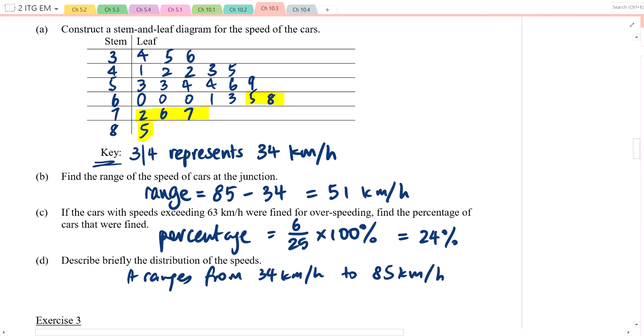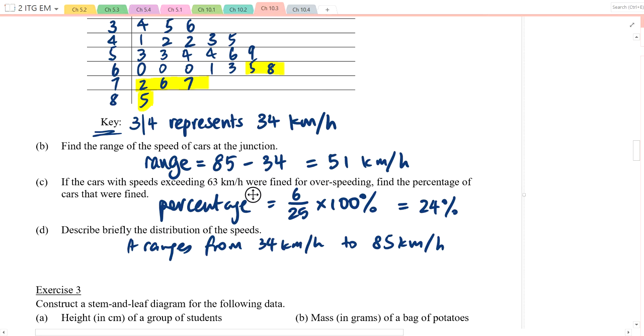We can also talk about clusters. Out of all these stems, 3, 4, 5, 6, 7, 8, which one has the highest number of leaves? 6. Okay, so they cluster most. Am I right to say that most of the cars are traveling at 60 something kilometers per hour? So it clusters at around 60 something. Okay, so the 60 something will be from 60 to 68.